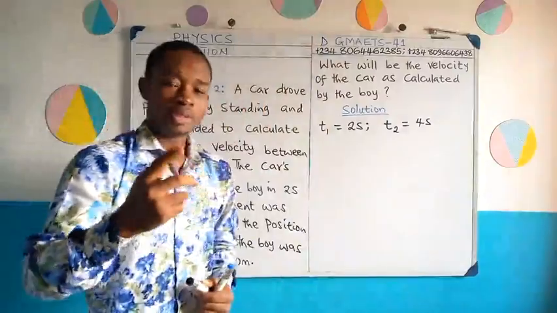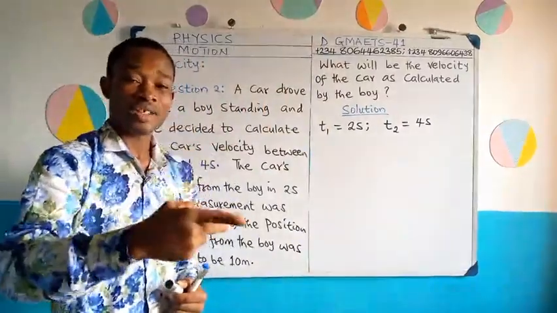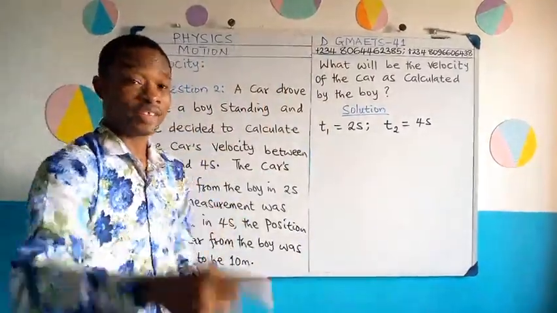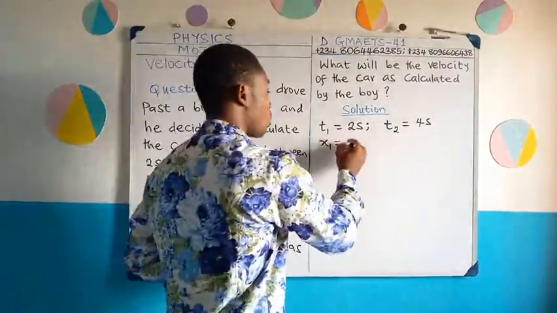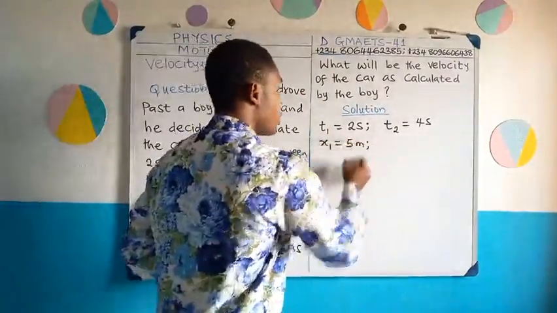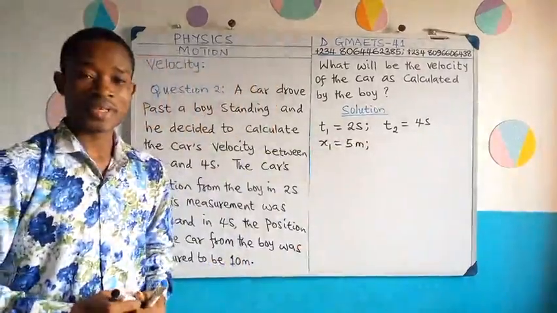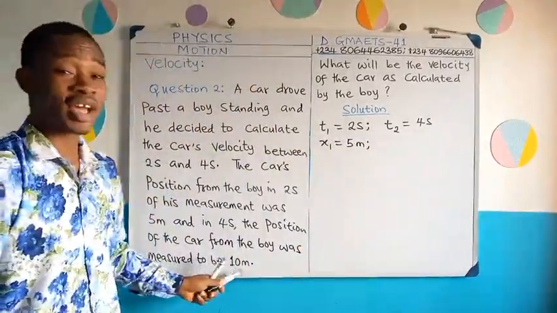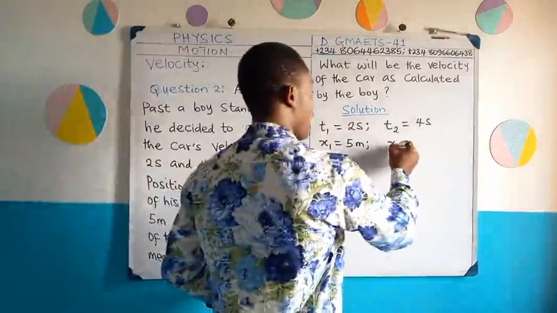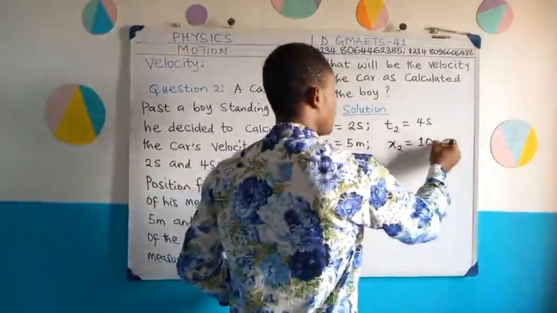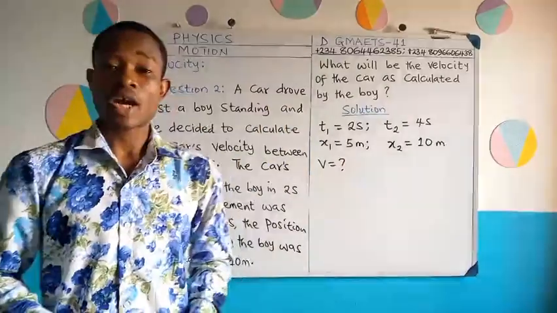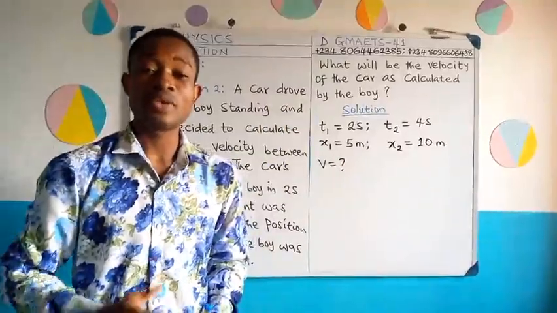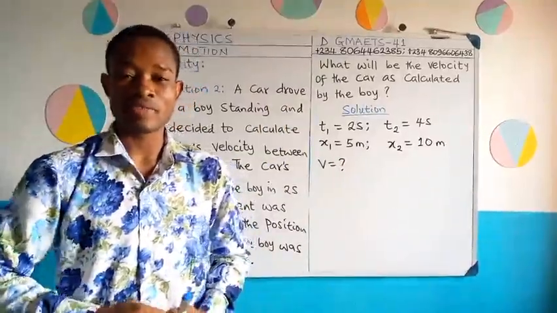Now, the boy measured the position of the car in 2 seconds from himself, and the position of the car was 5 meters. So that means that x1 will be equal to 5 meters. And then in 4 seconds, he still measured the position of the car, and the position was 10 meters. So x2 is equal to 10 meters. It is required for us to calculate the velocity of the car.